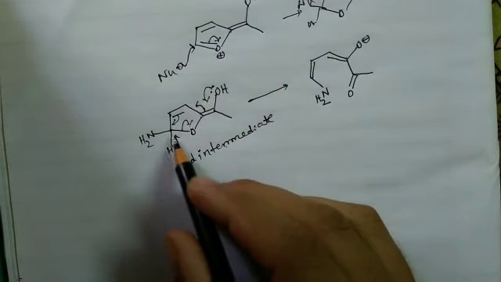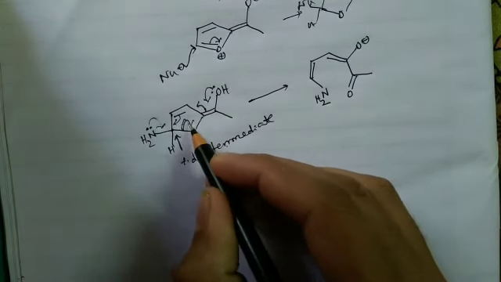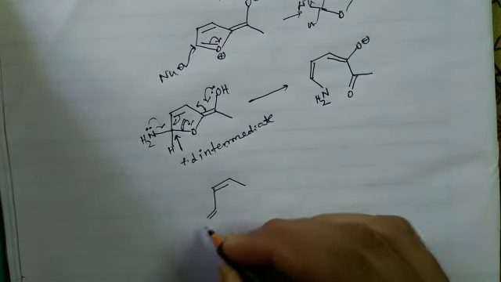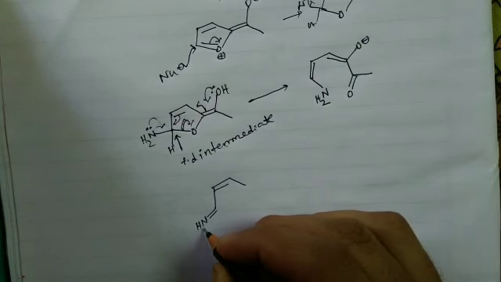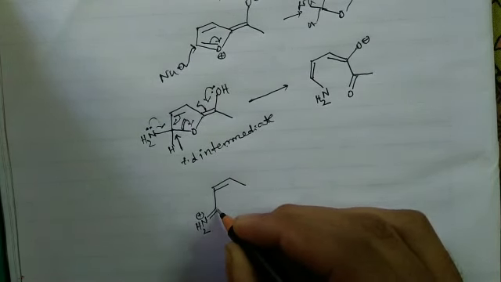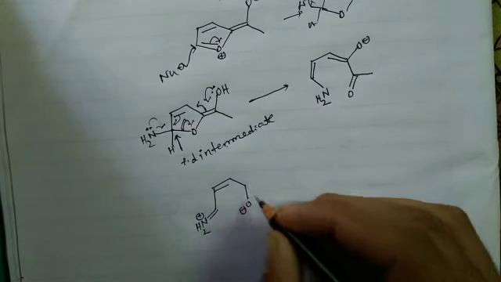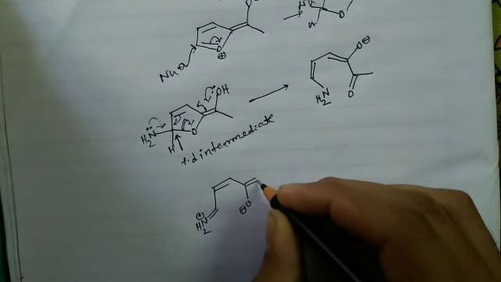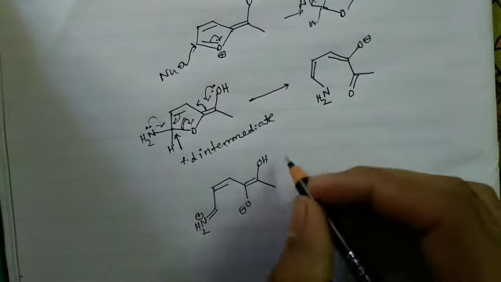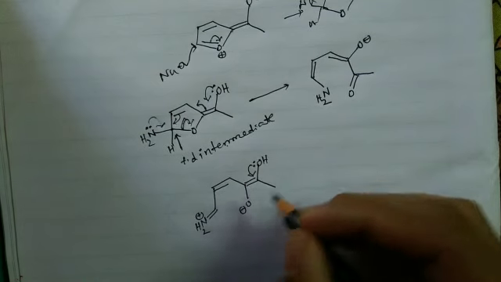Another way to break this tetrahedral intermediate is that this nitrogen lone pair can push, and this can open, so that will give you this NH2 plus, and now on this side you will have this O minus, and here you will have this OH. Finally, you can see it can again tautomerize like this.